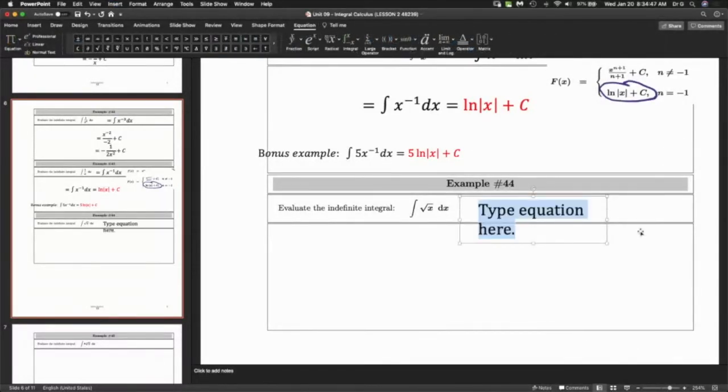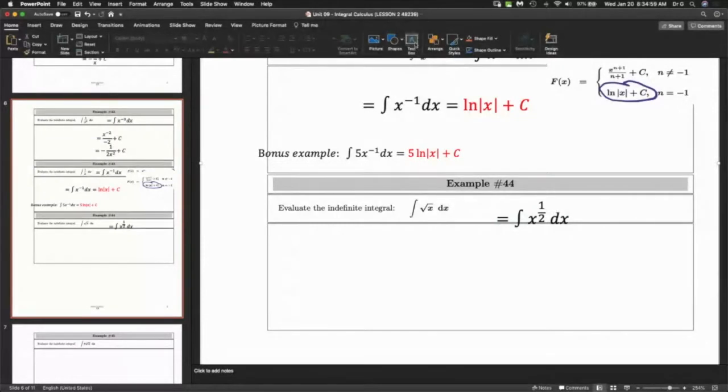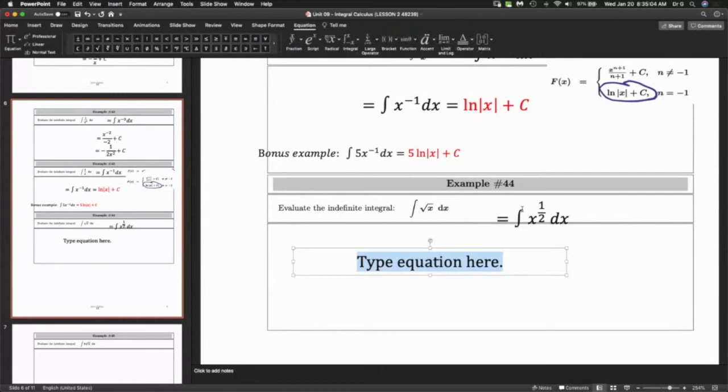All good. So here we have the integral of x to the half dx. So the question is, what is the antiderivative of x to the half? Remember, square root is x to the half. So that would be equal to x to the something over something. What goes in the blank? Fill in the blank for me in the chat. Thank you very much. You've been doing your homework, people. That's good.